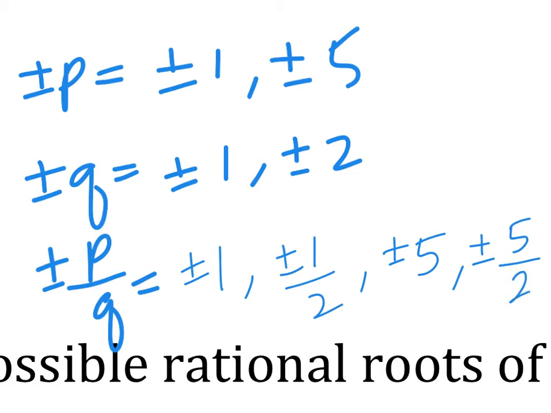How many possible rational roots are there? Much higher than that. Eight. Plus minus of each one. Okay, so there are eight possible roots, but maybe one works, maybe two work, maybe three work, or maybe none of them work. That would be a bad day if none of them work.